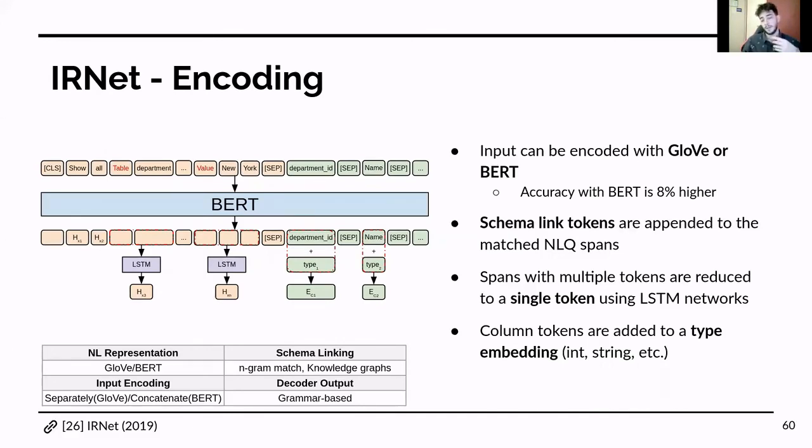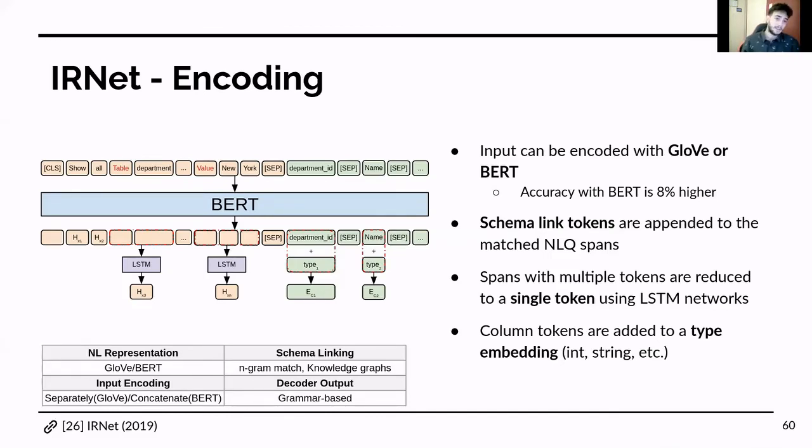So having discovered some links from the natural language query, we can then move on to encoding the input. IronNet can use both GloVe or BERT, but obviously accuracy with BERT is higher, so we're going to see the BERT variation here. So what IronNet does is it concatenates the natural language query and the table and column names. And it also adds some schema linking tokens to all the spans that have been linked to a schema element. So for example, it has this table token for the word department, and it has this value token for the bigram New York.